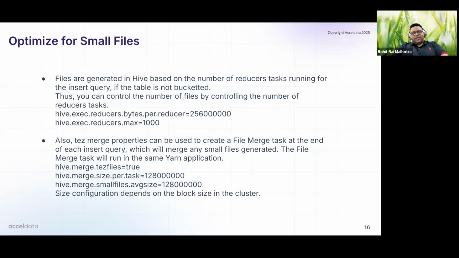The other way, which is very common, is to have merge properties set in place. The Hive merge properties are the properties which will start a separate job at the end of the insert YARN job. So it will start a separate file merge task at the end with a different number of containers, based on the number of small files generated. This is a standard way to manage small files, where it will merge any number of small files at the end of the insert.